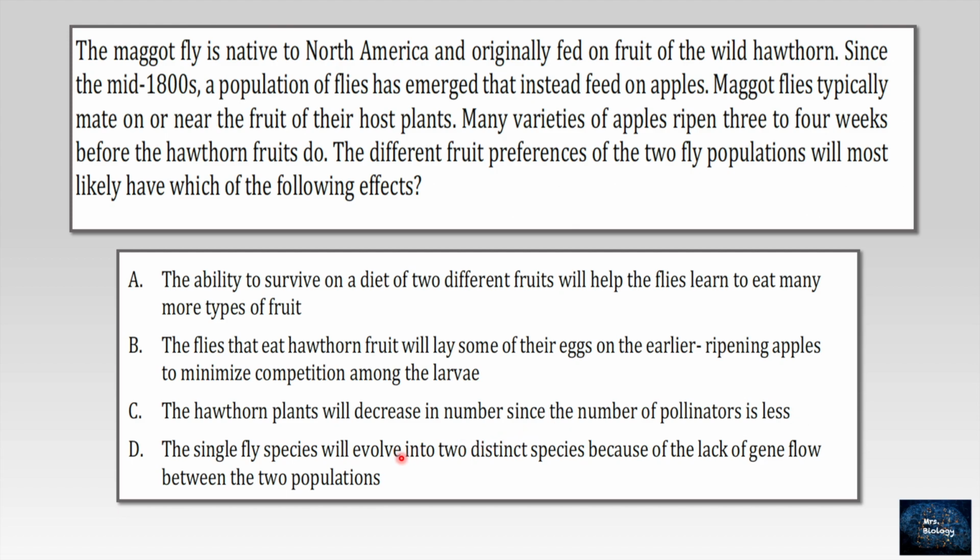D, the single fly species will evolve into two distinct species because of the lack of gene flow between the two populations. This makes sense. What do you mean by gene flow? We all know that gene flow is the transfer of genetic material from one population to another. But in this way, the difference in the timing of maturation between the wild hawthorn and the apples will make them two distinct populations. So the right answer here is D.